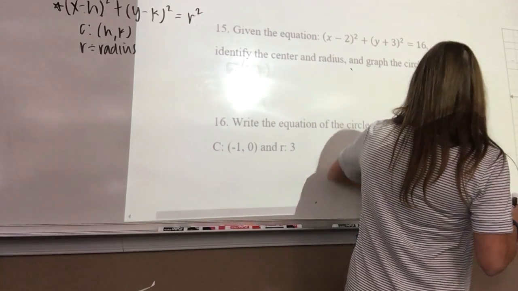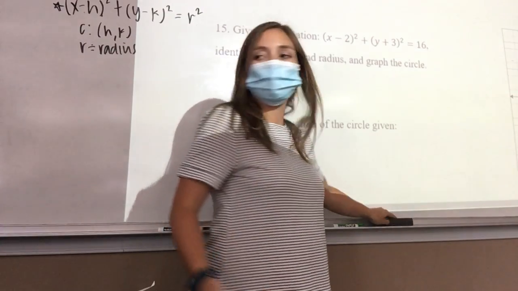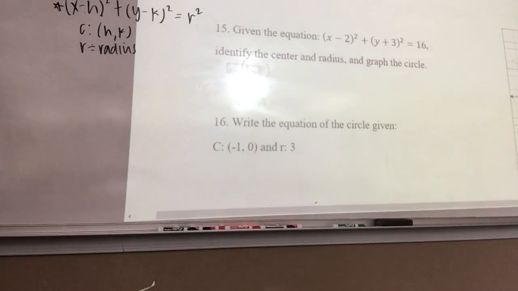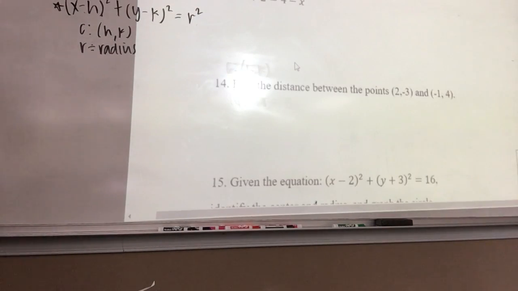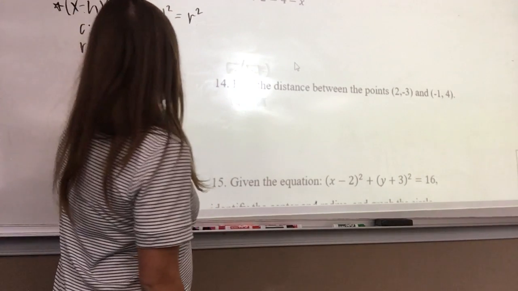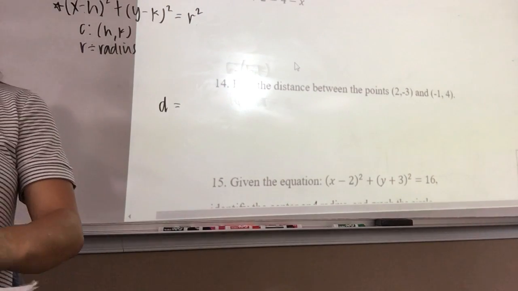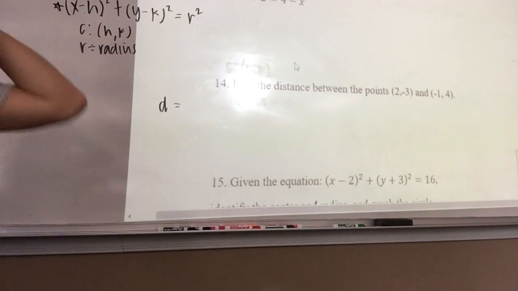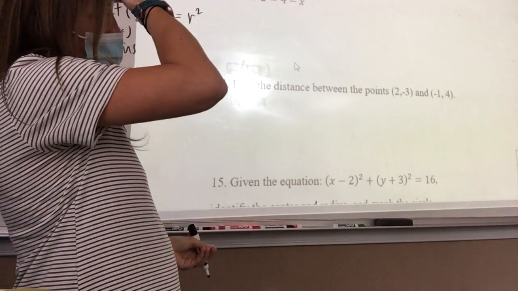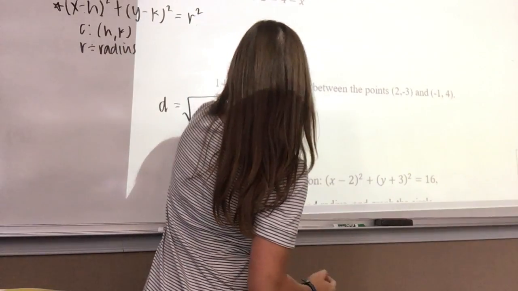Here's another formula you might want to write down. These are the two main formulas, really. Distance formula. Do y'all remember how we found the distance formula? It's with the 2 points. So it would be square root.